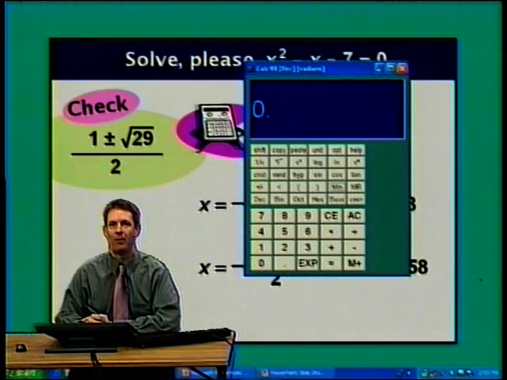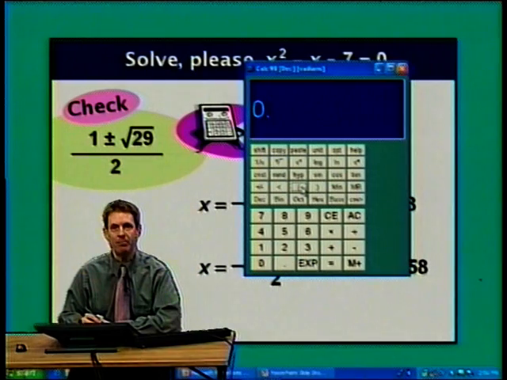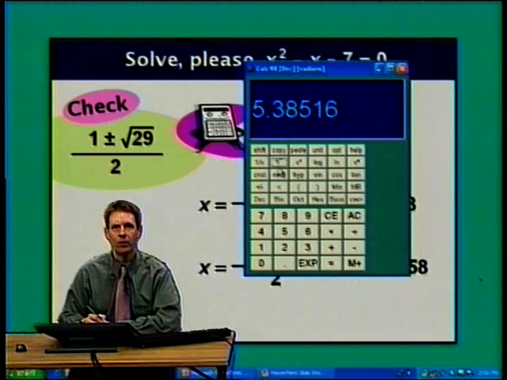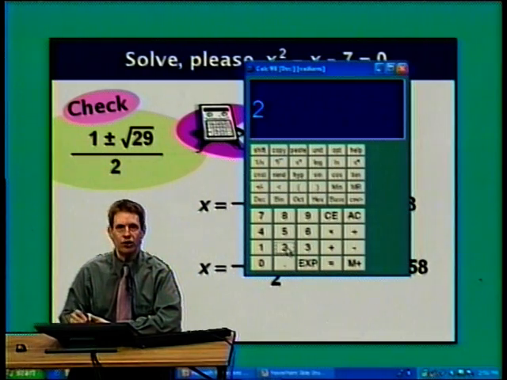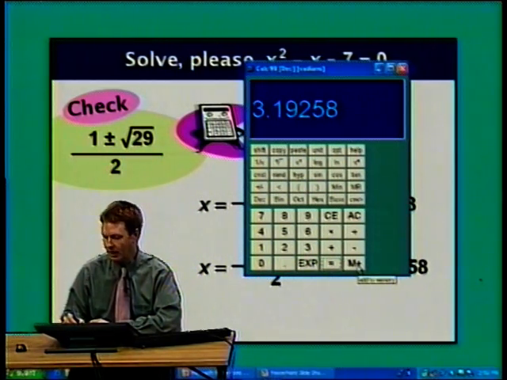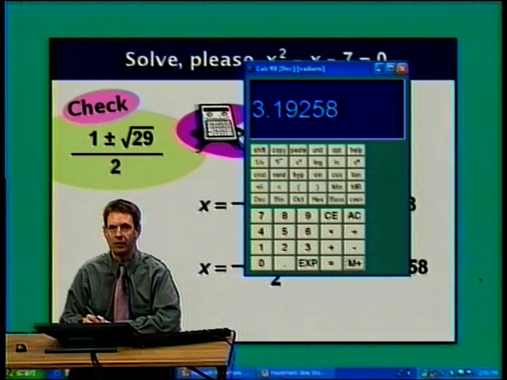Alrighty, I've cleared my memory. So what I'm going to do is calculate 1 plus the square root of 29 over 2, and put that into the calculator's memory. Since I have 2 terms in the numerator, it needs to be in parentheses. 1 plus 29, take its square root. I'm done with the numerator, so I close the parentheses, divide by 2, and press equals. There is a decimal approximation of 1 plus the square root of 29, all divided by 2. The way I'm going to put that number into this calculator's memory is I'm going to hit the M plus key. Like I say, your calculator probably works a little bit differently.